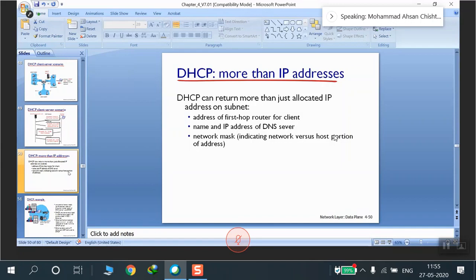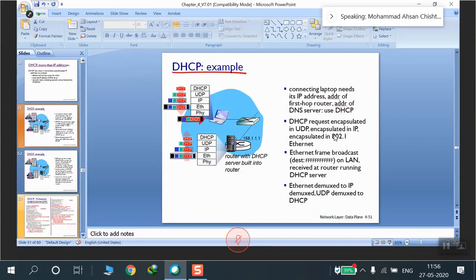This first hop router you might have studied in the routing part. Also, it is the default gateway for that IP address. It will give the name and IP address of DNS as well as the network mask. This is an example of DHCP. You can go through it. If you open the packet using Wireshark, this is what you can see within it.